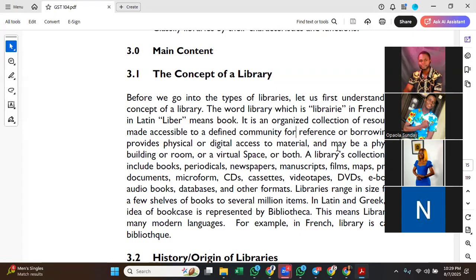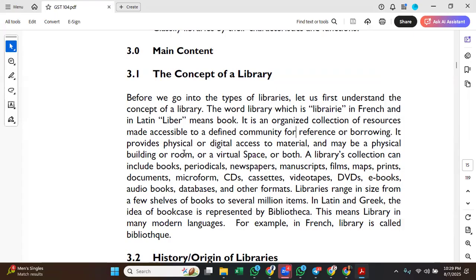Okay, so it provides physical or digital access to material and may be a physical building or room or a virtual space or both. We're still talking of a library. That means a library does not necessarily have to be that structure, that building that you go to. We have virtual libraries now. We have digital libraries. So the world is advancing.